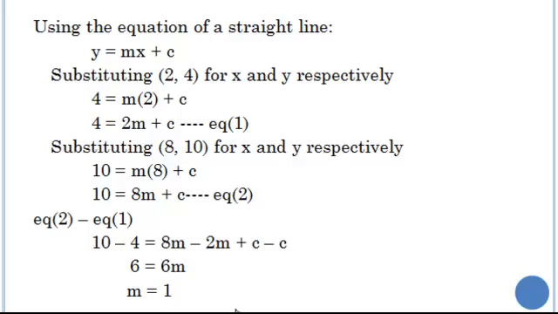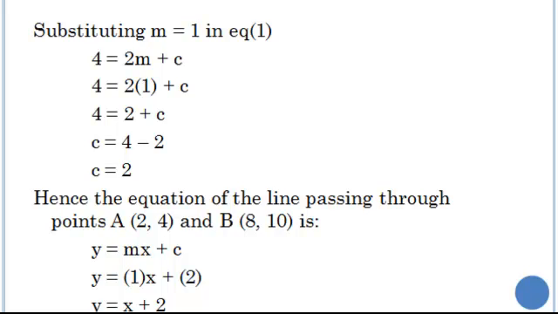So now that we know the value of one of the previously unknown variables, we are going to substitute 1 for m in one of the equations, and we choose to substitute it in equation 1. So where we have m in equation 1, we substitute 1 for it. So 4 = 2m + c becomes 4 = 2(1) + c. 4 = 2 + c, so c is equal to 2. So now we have found both previously unknown variables: m is equal to 1 and c is equal to 2.